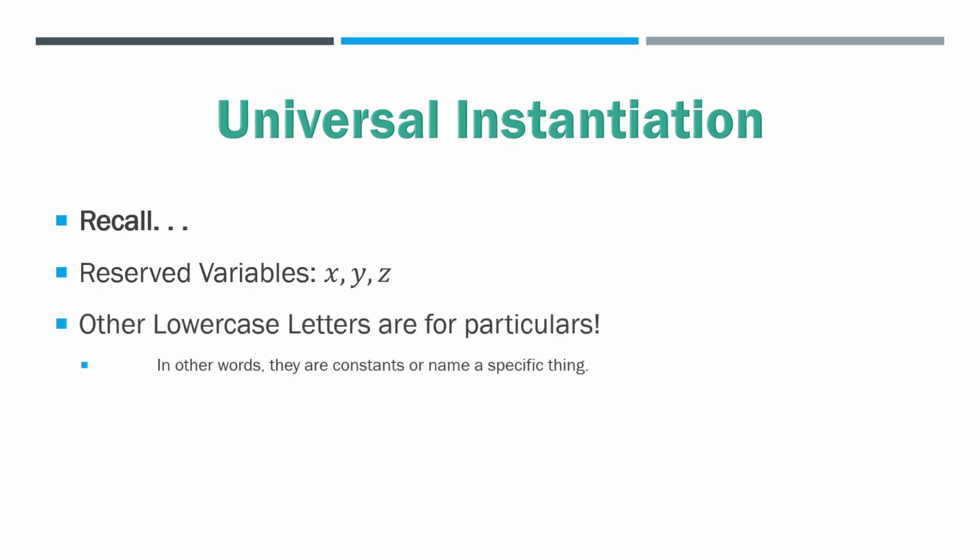On the other hand, all other letters are for particulars. In other words, they are constants, or perhaps better put, they name a specific thing. Hence, in the last example, we used the letter s to represent Socrates. And Socrates, obviously, is a specific thing. Socrates is a specific person.